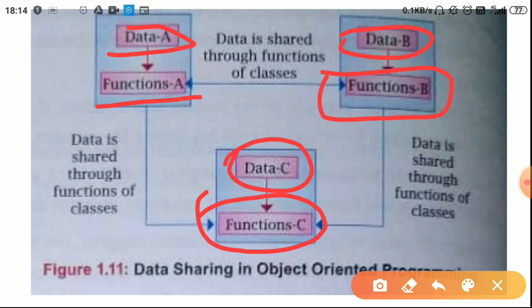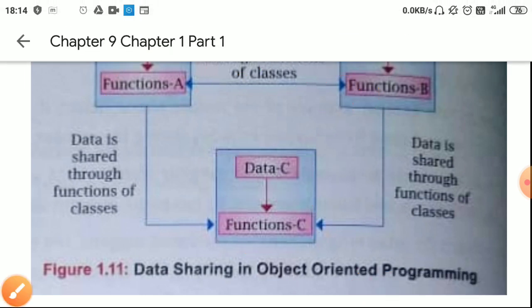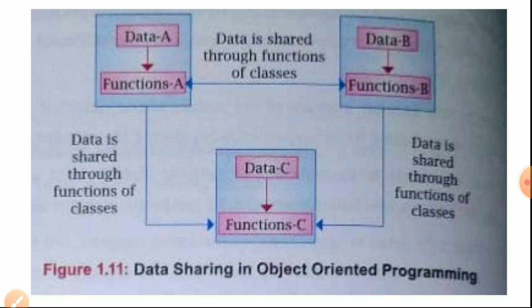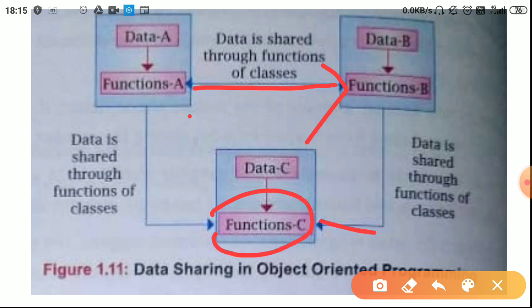So that means, data B can be accessed only by functions B, directly, but functions A and functions C cannot directly access data B. But that does not mean that data B is not at all accessible by functions A and functions C. It might be accessible, but there is a certain procedure: functions A must request functions B if it wants to access data B. Similarly, if functions C wants to access data B, it must go through the proper channel, that is functions B.